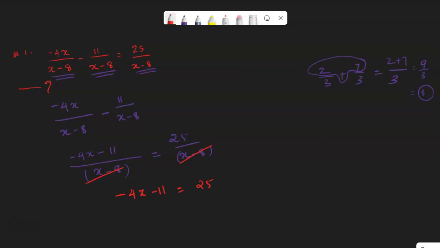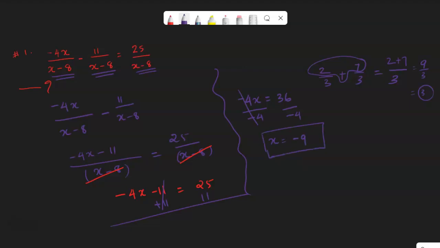So isolate x. For that, first you need to eliminate 11 by adding 11 on both sides. Cancelled out. So negative 4x equal to 25 plus 11, it is 36. We are trying to isolate x, so we don't need this negative 4. Eliminate it by dividing both sides by negative 4. Cancelled out. So x is equal to, 9 fours are 36, but it is negative, so negative 9. This is the solution for this problem.